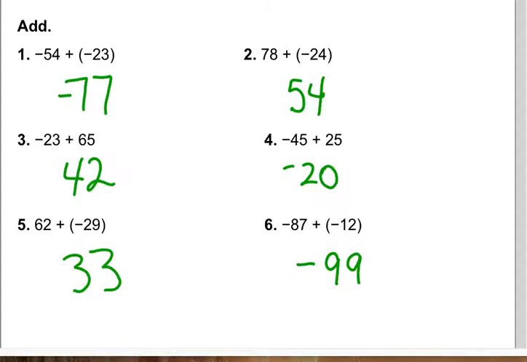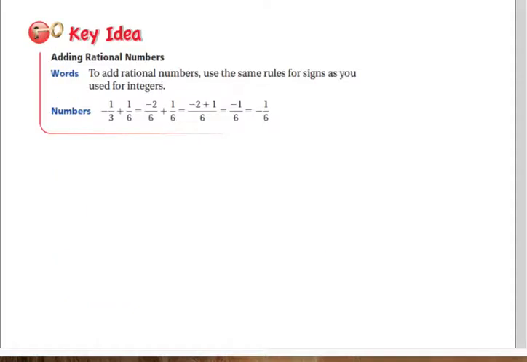Okay. Now, something that you need to know. Do the integer rules only apply for integers? No. Integer rules will apply even when you're adding and subtracting or multiplying and dividing rational numbers. And that is what we're going to be doing. You will be adding and subtracting rational numbers. So, here we go. To add rational numbers, the same rules apply. That's all there is to it.